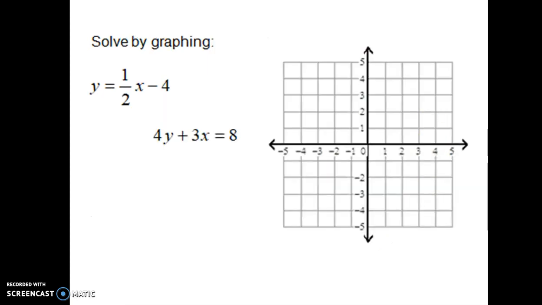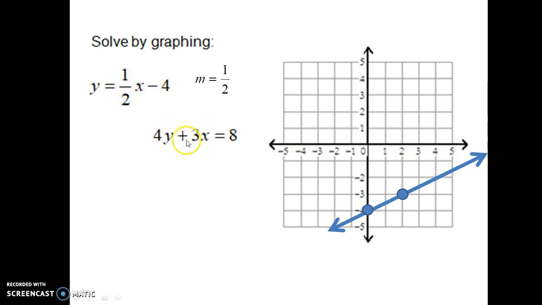All right, let's look at one last one. This is the last one on the bottom of your notes page. We have this equation, which is in y equals mx plus b form, and this one is not. So this one we can already get the slope and y-intercept. The slope is this number, 1/2. The y-intercept is negative 4. So let's go to -4, then use our slope of 1/2. So we go up 1 over 2 right here. Connect those. There's our first line, positive slope.